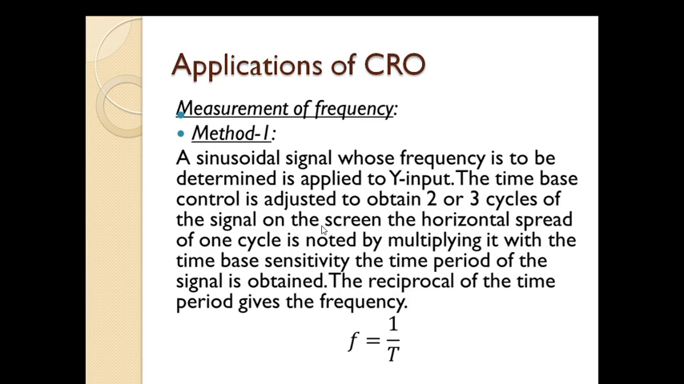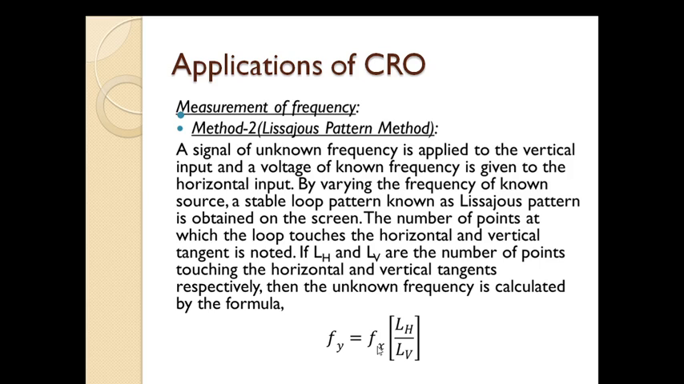Then we measure the peak to peak horizontal distance this time, that is the horizontal spread, and multiply it with the time-based sensitivity value in milliseconds or microseconds per centimeter. Multiplying these two values, we get the time period in seconds, and 1 by T will be the frequency. So this is the direct method.